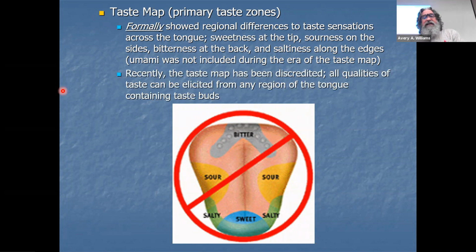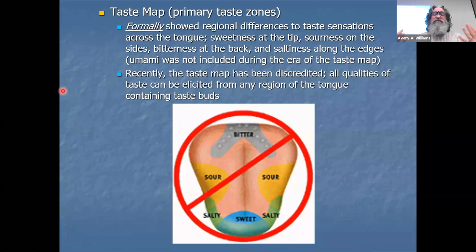But recently, I think probably 20 some years ago, the taste map has been discredited because all qualities of taste can be elicited from any region of the tongue that contains taste buds. And as a matter of fact, it doesn't even have to be on your tongue. It can be in the roof of your mouth, your cheeks, or the back of your throat. You have taste buds there as well.